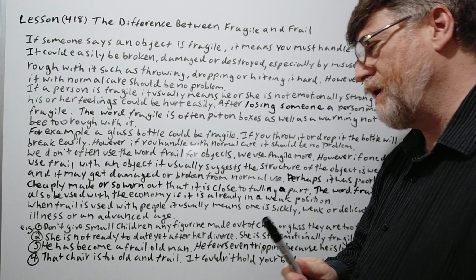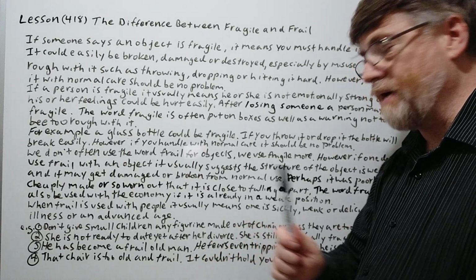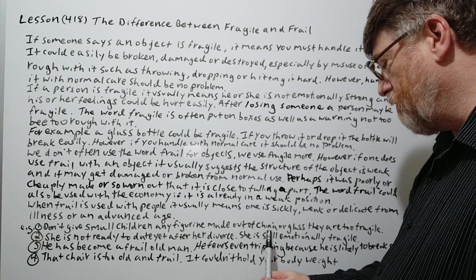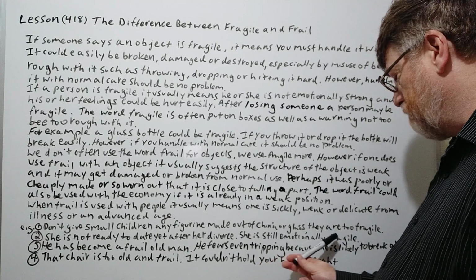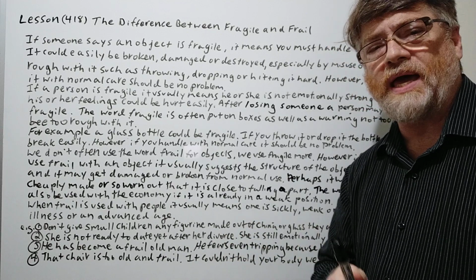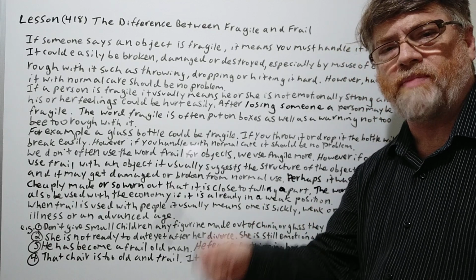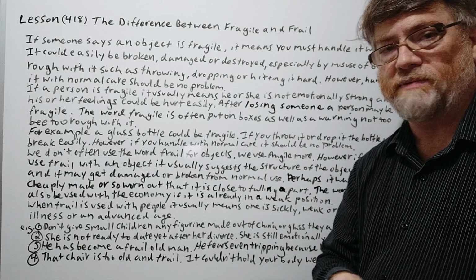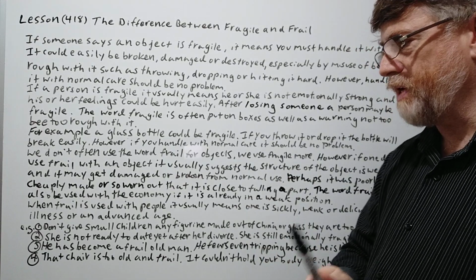Number 2 here. She is not ready to date yet. After her divorce, she is still emotionally fragile, or her emotions are too fragile. So again, fragile is usually more about emotions and feelings.